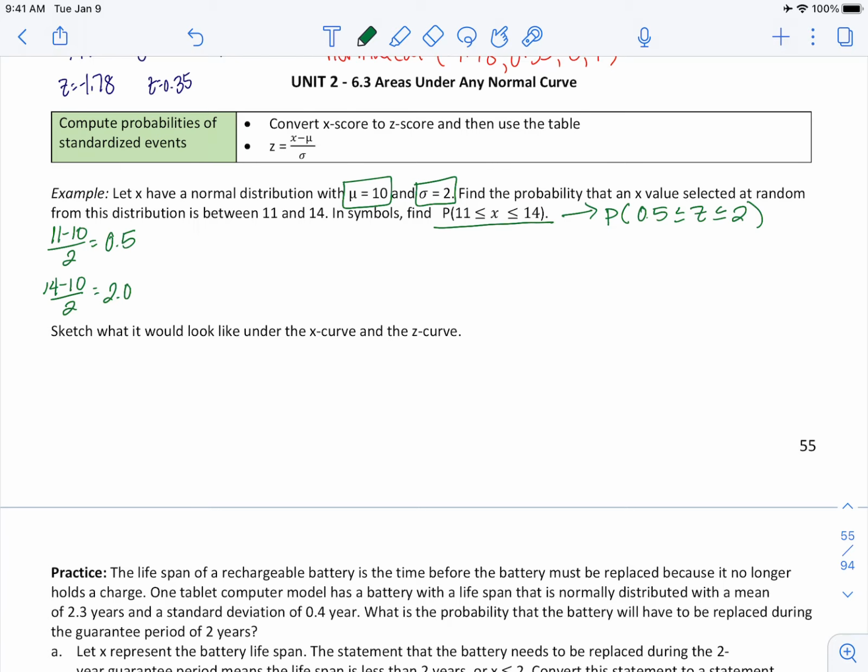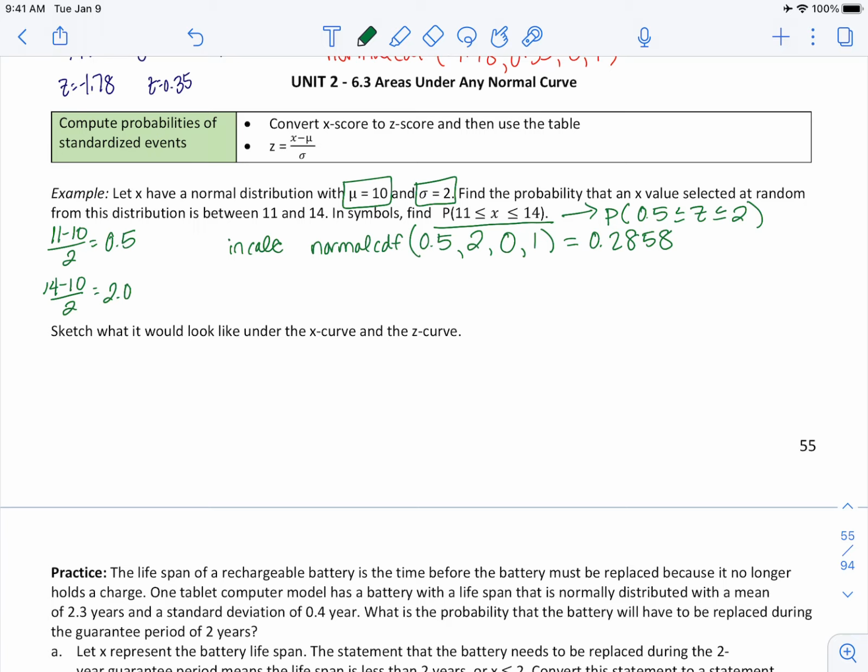So to do this in our calculator, we're going to do normal CDF. Our lower bound is 0.5, upper bound is 2, mean is 0, standard deviation is 1. And if we punch this in, we get 0.2858. Sketch what it would look like under the x curve and the z curve.